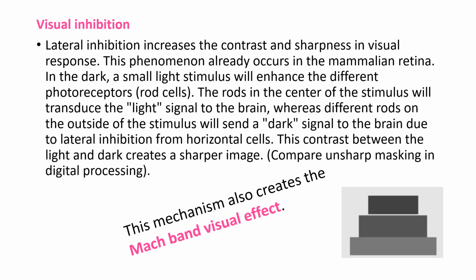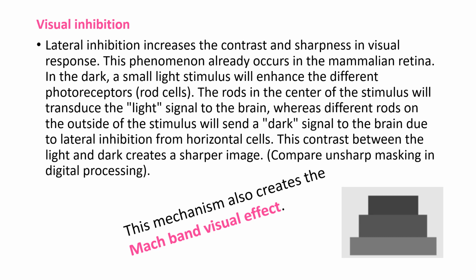Visual inhibition. Lateral inhibition increases the contrast and sharpness in visual response. This phenomenon already occurs in the mammalian retina. In the dark, a small light stimulus will enhance the different photoreceptors, rod cells. The rods in the center of the stimulus will transduce the light signal to the brain, whereas different rods on the outside of the stimulus will send a dark signal to the brain due to lateral inhibition from horizontal cells. This contrast between the light and dark creates a sharper image.